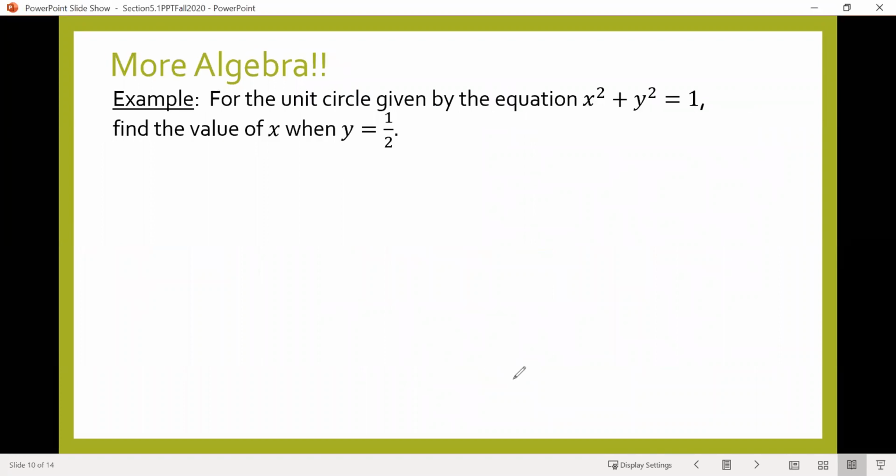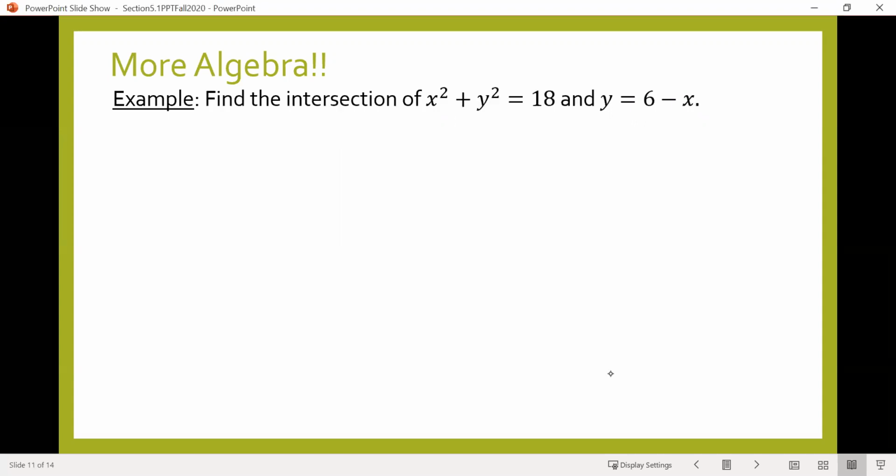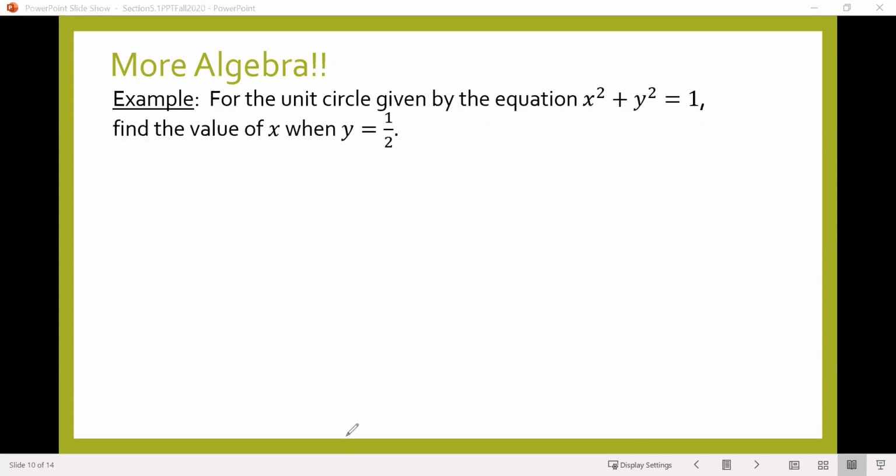So we're told that for the unit circle, which is given by the equation x squared plus y squared equals 1, and we'll talk more about what the unit circle is later in this chapter, but just to give you a preview, if you were to analyze this, you would hopefully find that the center of the circle is at the point 0, 0, and the radius is 1. So that's a special type of circle we call the unit circle.